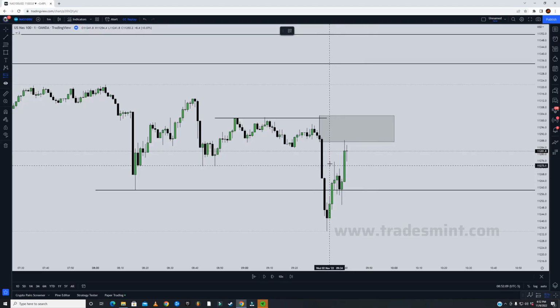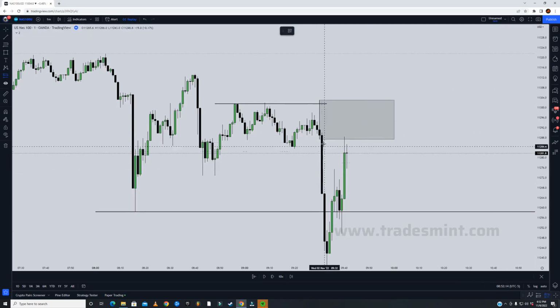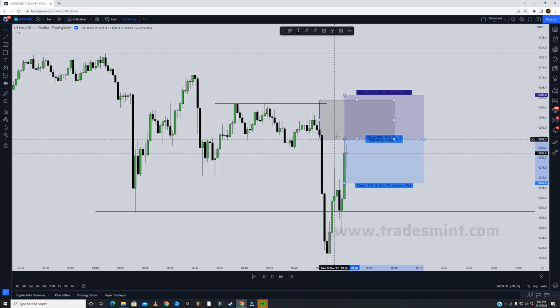So the reason why I did not take the entry from this fair value gap is because the imbalance is way too big, and if I have my entry around here, my stop loss would be very huge, right? So I would rather miss the trade than take this trade and risk 1% with a huge stop loss and a very low reward level. So you could have taken your entry from this order block, okay?